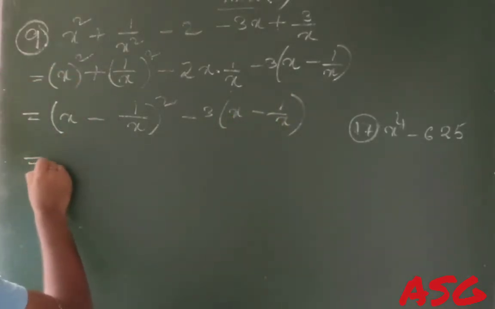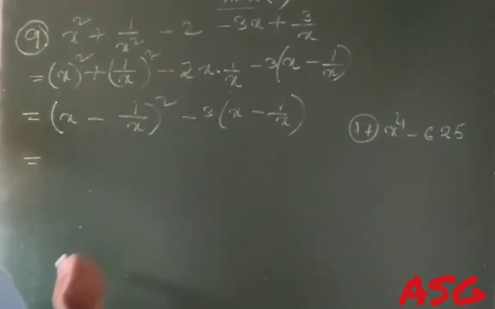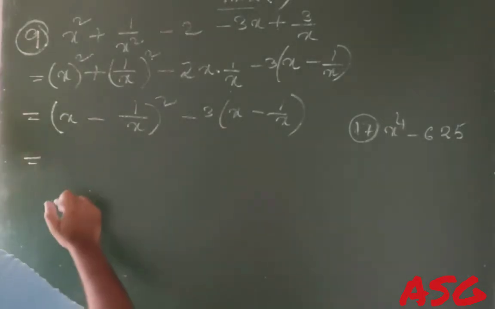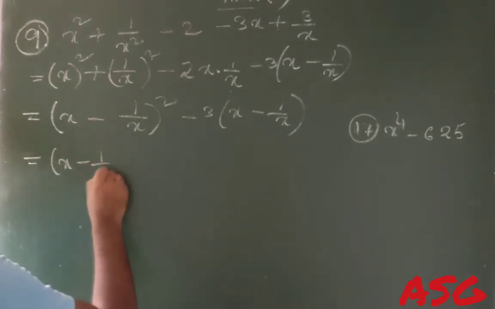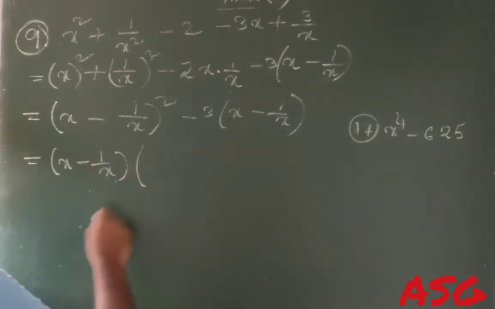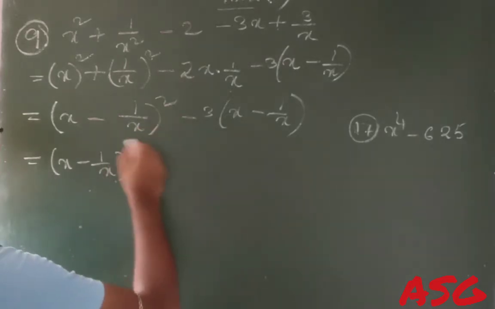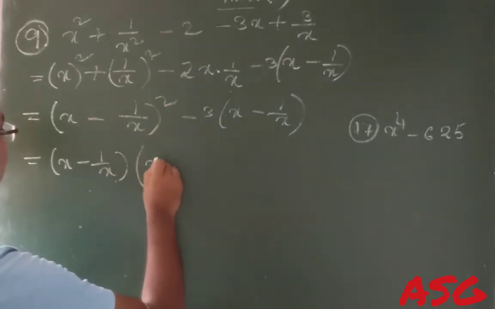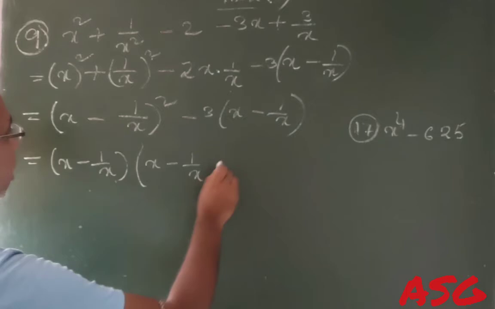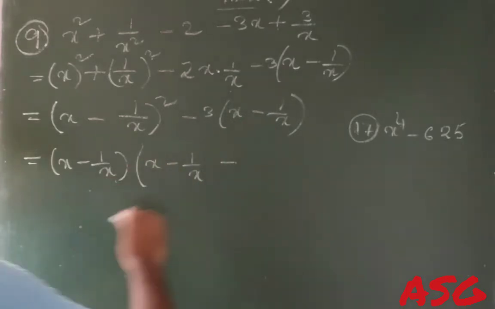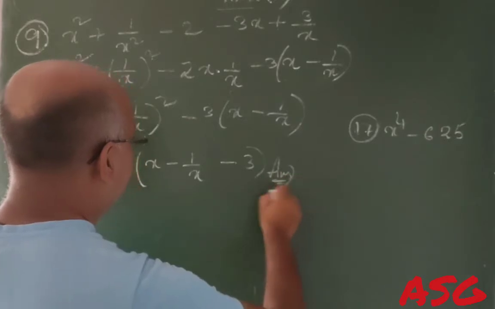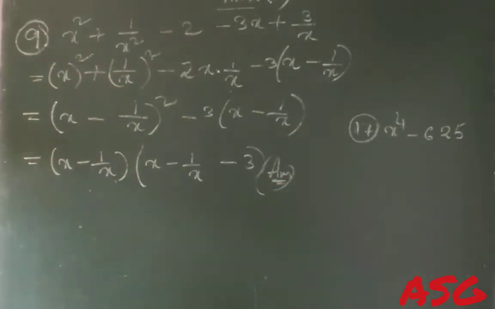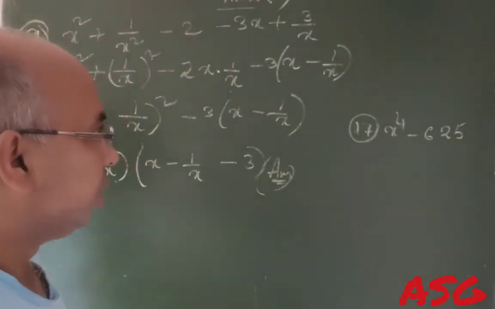Now after that what happens, you see what is common? X minus 1 by x is your common. So what you get out here is from 2, 1 gone. So 1 is left, which is x minus 1 by x. Minus, x minus 1 by x is already common. What is left out is 3. This is your answer.